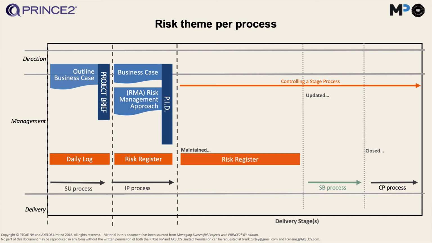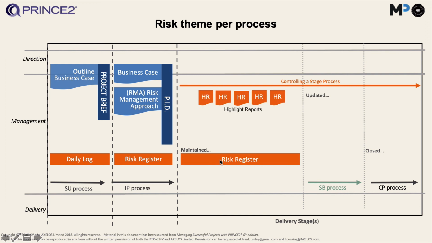Now, during the project itself, during the controlling a stage process, the project manager is always spending time with risk management. They could look at this, let's say, for half an hour a day. Some forget, but that's not a good idea. You should always be thinking about risk management, and so that's being kept updated. You can see the word there, maintained. The project manager maintains the risk register during the project because risk management is something they should think about every day.